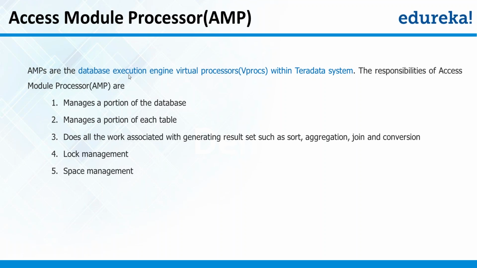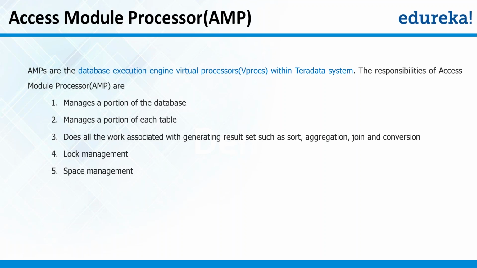Okay, so these are AMPs, Access Module Processors. AMPs are the database execution engine virtual processors within the system. What are they responsible for? They are responsible for managing a portion of the database, managing a portion of each table.